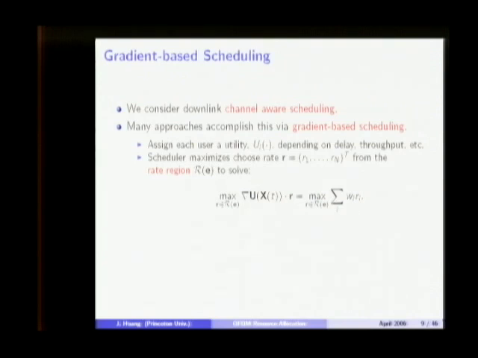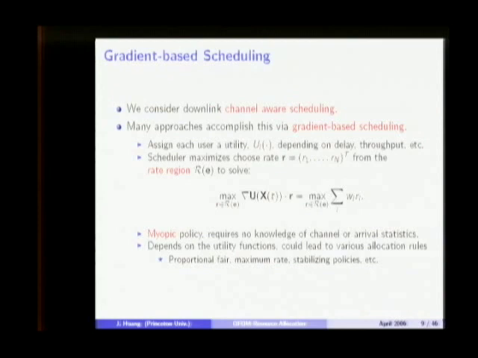So what do we mean by that? Essentially, we can assign each user a utility function, which depends, for example, on the throughput or delay. And then the scheduler tries to choose a rate vector across all users from the rate region, which is a function of the channel state, to solve the following problem: maximize the dot product of the gradient of the utility, which has one element per user, with the users' rates.